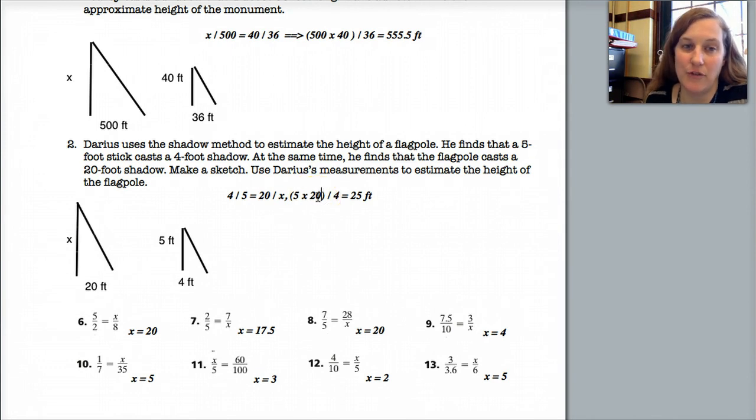We also could have used scale factor on this one. We could see that 4 feet to 20 feet is obviously a scale factor of 5. So then 5 times 5 is 25. So either way, you can get 25 feet.